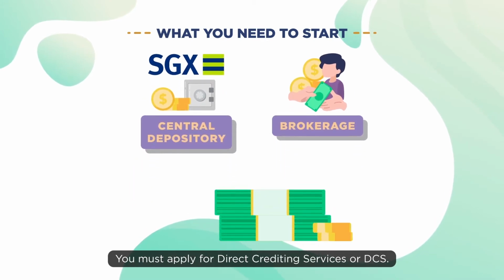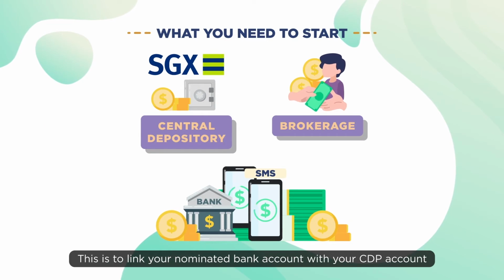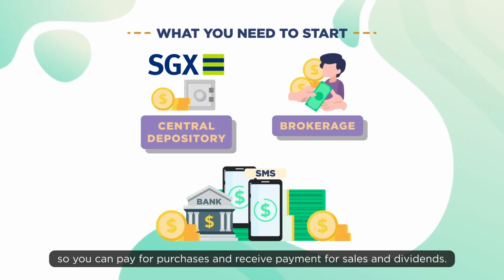You must apply for Direct Crediting Services, or DCS. This is to link your nominated bank account with your CDP account so you can pay for purchases and receive payment for sales and dividends.